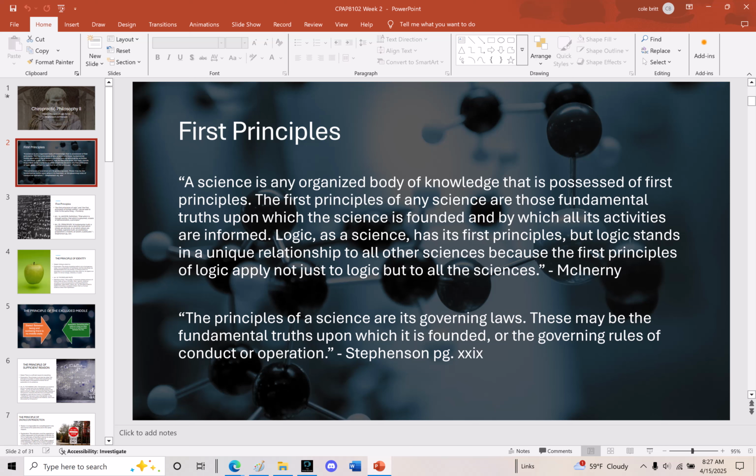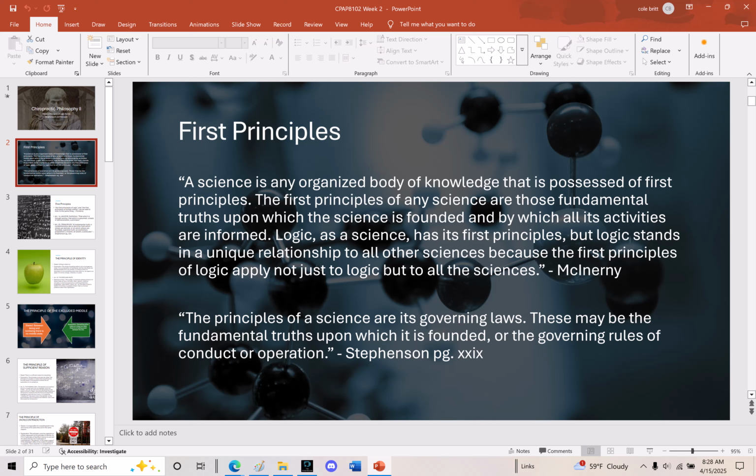McInerney says this: a science is an organized body of knowledge. Remember that logic is a science and an art. It's an organized body of knowledge that's possessed of first principles. The first principles of any science are those fundamental truths upon which the science is founded, and by which all its activities are informed. Logic is a science, and as a science, it has its first principles. But logic stands in a unique relationship to all other sciences, because the first principles of logic apply not just to logic, but to all the sciences. That's a profound statement. Let me pause here for a moment.